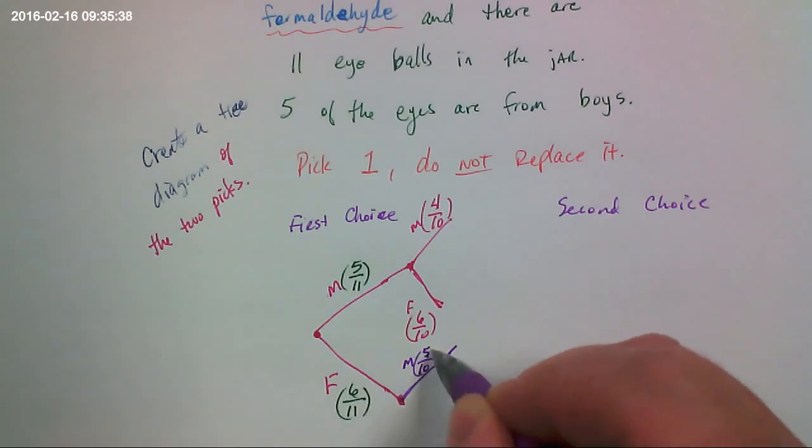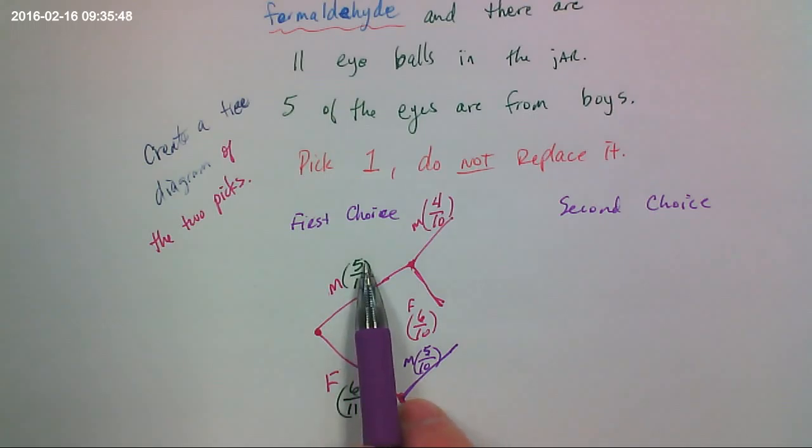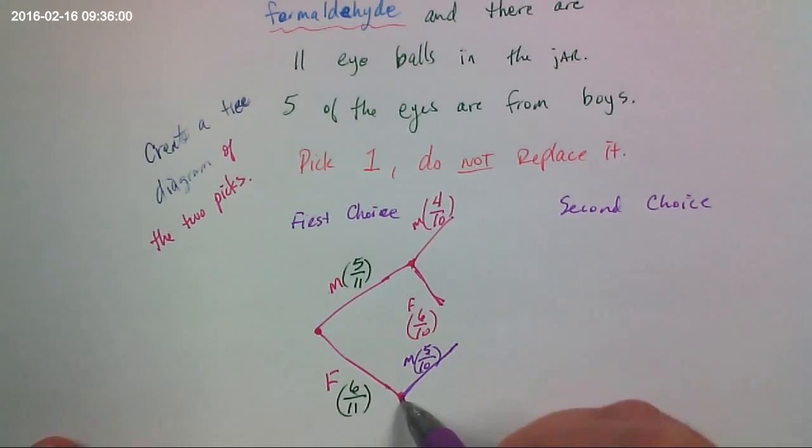5 out of 10, because this would be along this branch right here. You already drew an eyeball, right? And it was female, which means there's still five male eyeballs left, right? But since you already took one, the total went from 11 to 10, but there's still 5 male left. Okay, and what would be the probability that the second pick is female?